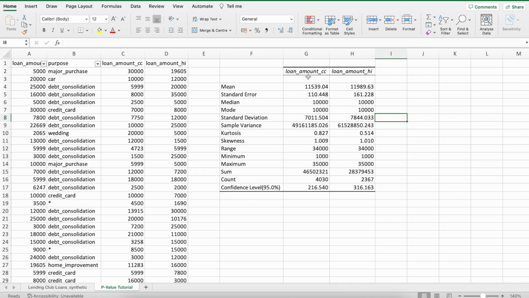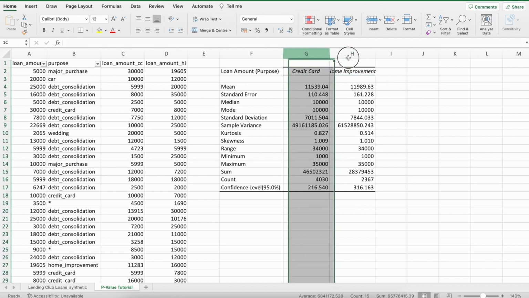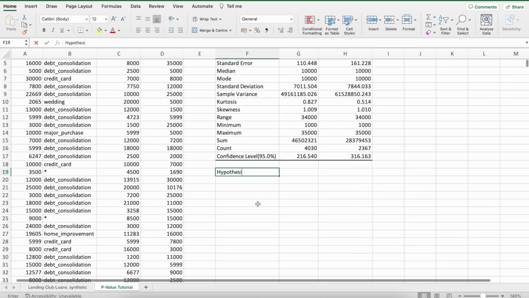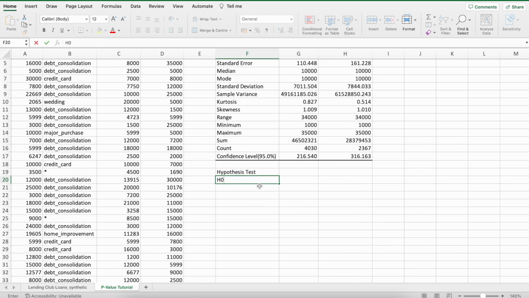So we have our car, or it was a credit card. I'll put loan amount here actually, and then in brackets purpose, and then I'll put credit cards and home improvement, just so it's easier for us to see, because I might get confused. Okay, so now we have the credit card and home improvement, we need to set up the hypothesis test. So I'll put it down here. I'll just type in hypothesis test. And we need our null hypothesis and our alternative hypothesis.